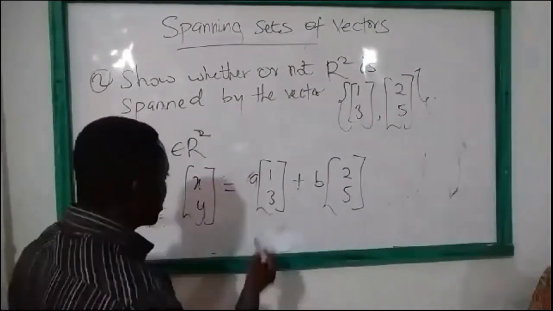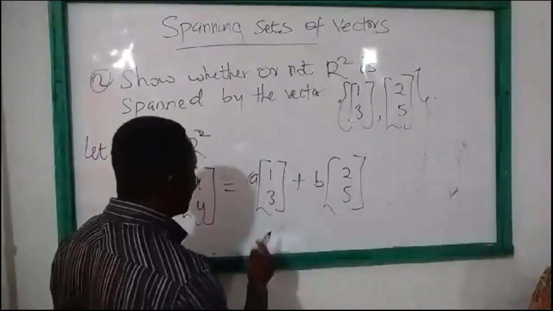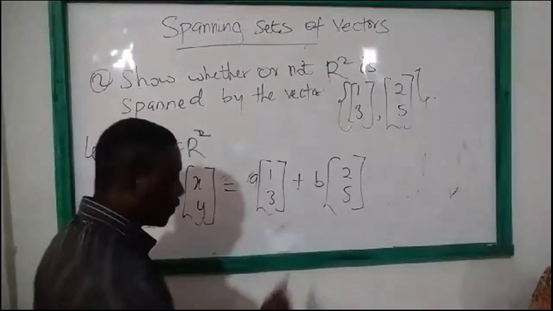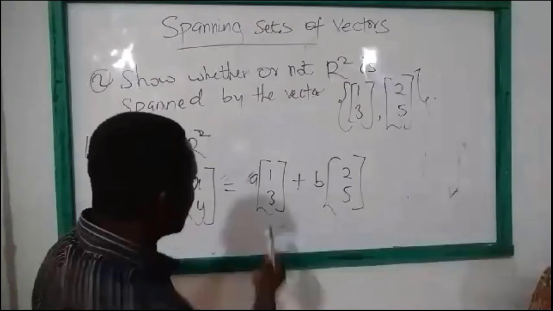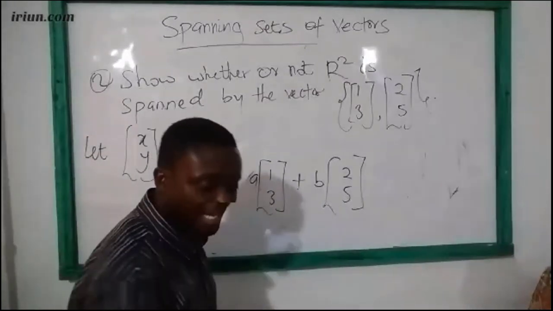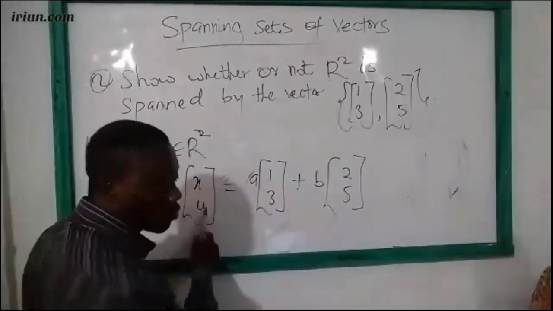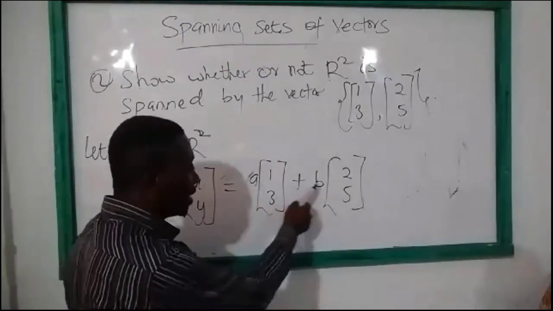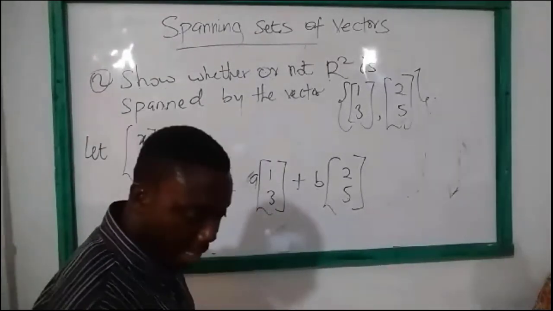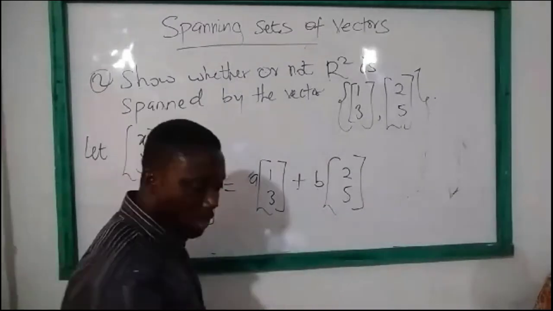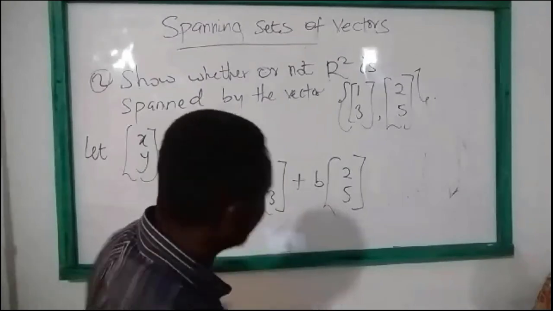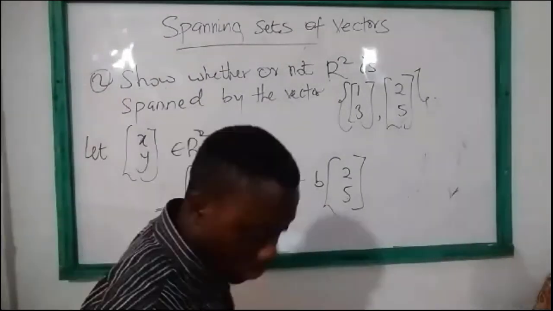So now we can form a system of equations to solve the unknowns. We are looking at finding the values for a and b. The focus is not finding x and y. We are finding a and b. So how do we get a and b? Okay, so let's make progress.